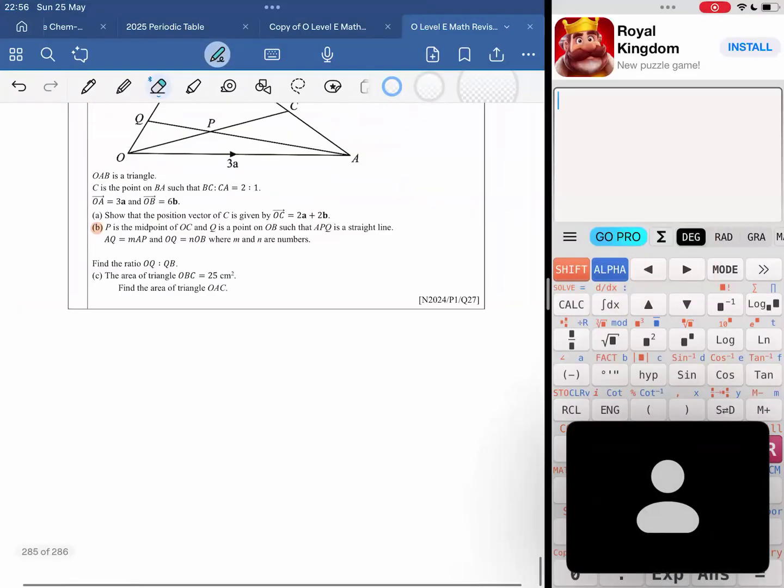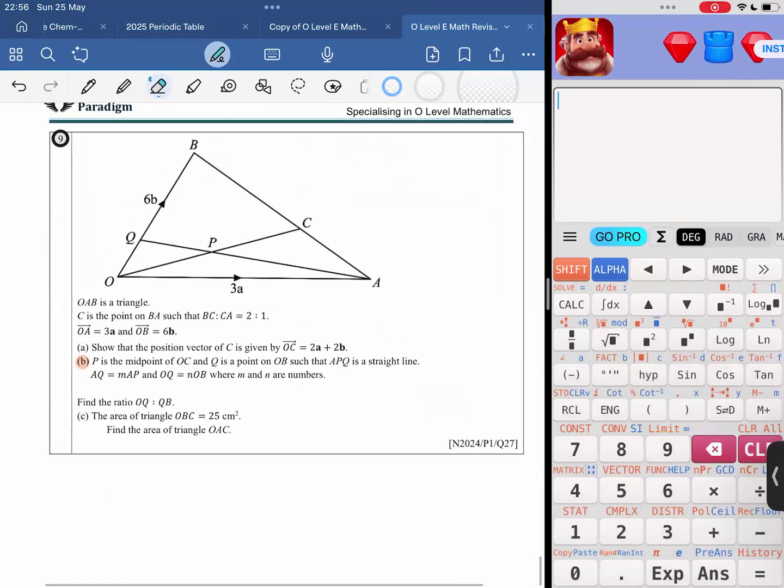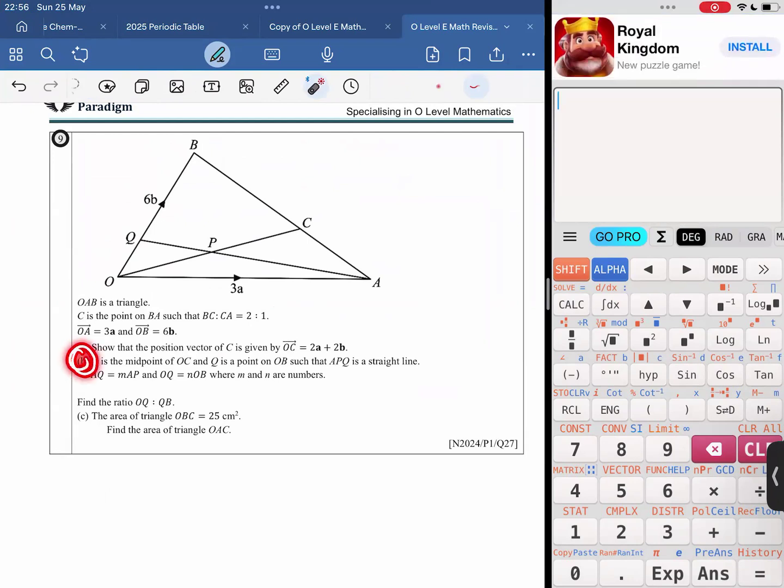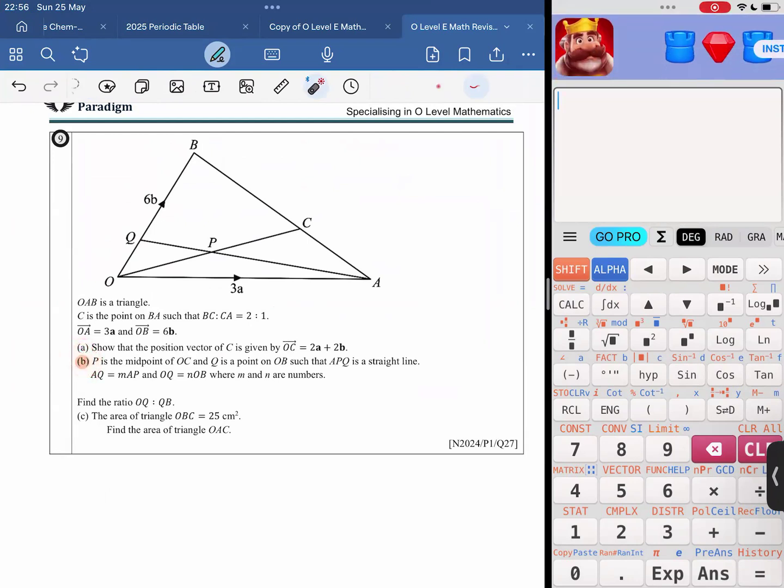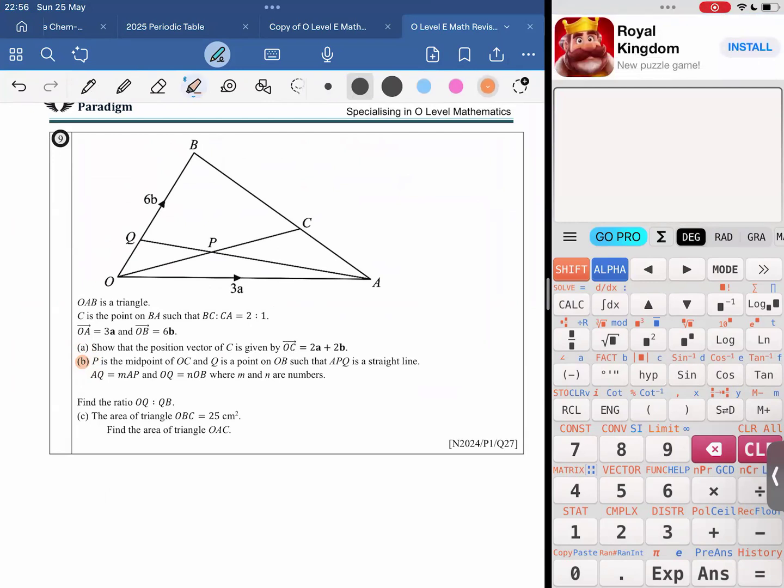Okay, let's look at our 2024. So this question here, I highlighted part B because part B was a little bit abnormal from here. But the other part should be okay. Let's do it together. We have a triangle, BC to CA, 2:1.